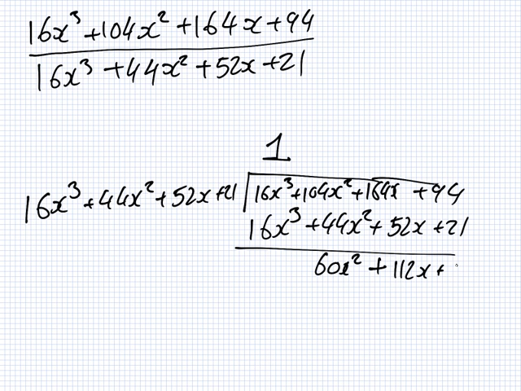I have 73, yeah. That's it, that's your remainder. That's it. You kept going. That's why you got the negative power.